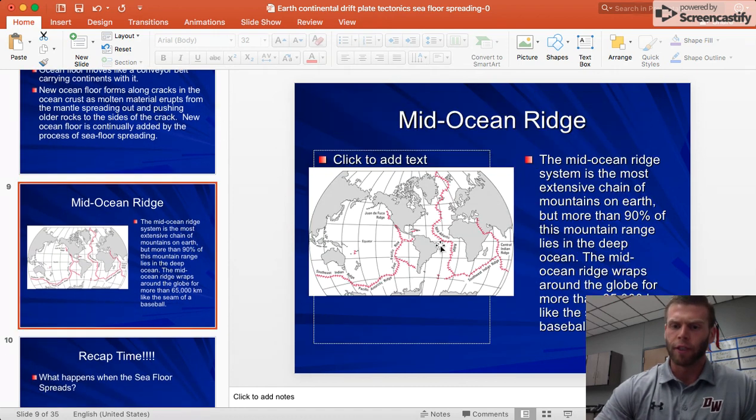The mid-ocean ridge is the most extensive chain of mountains on Earth. 90% of this mountain range lies in the deep ocean, so most of it is underwater. And it wraps around the globe for more than 65,000 kilometers. It looks kind of like the seam of a baseball. You can see where it wraps around almost the entire Earth.